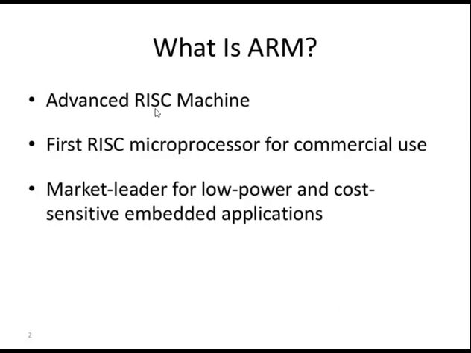Okay, so there are two variations, CISC and RISC. We are going to see the difference between the two. The first RISC microprocessor for commercial use was ARM. This type of microprocessor was the first of its kind. Then it became the market leader for low power, low cost sensitive embedded applications.